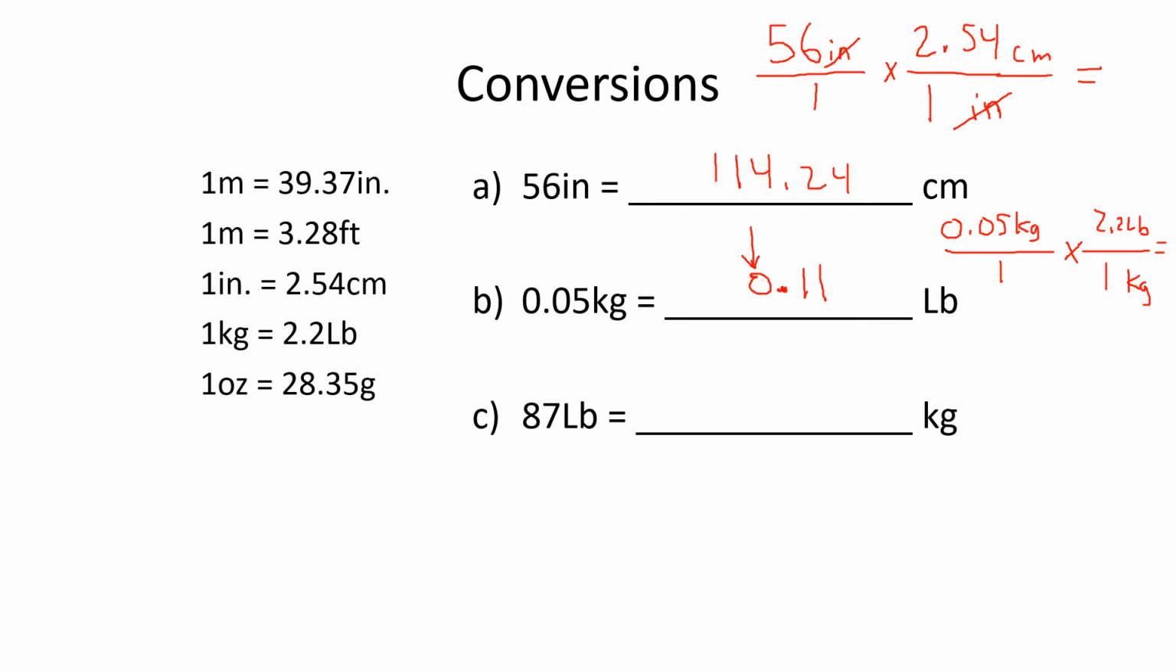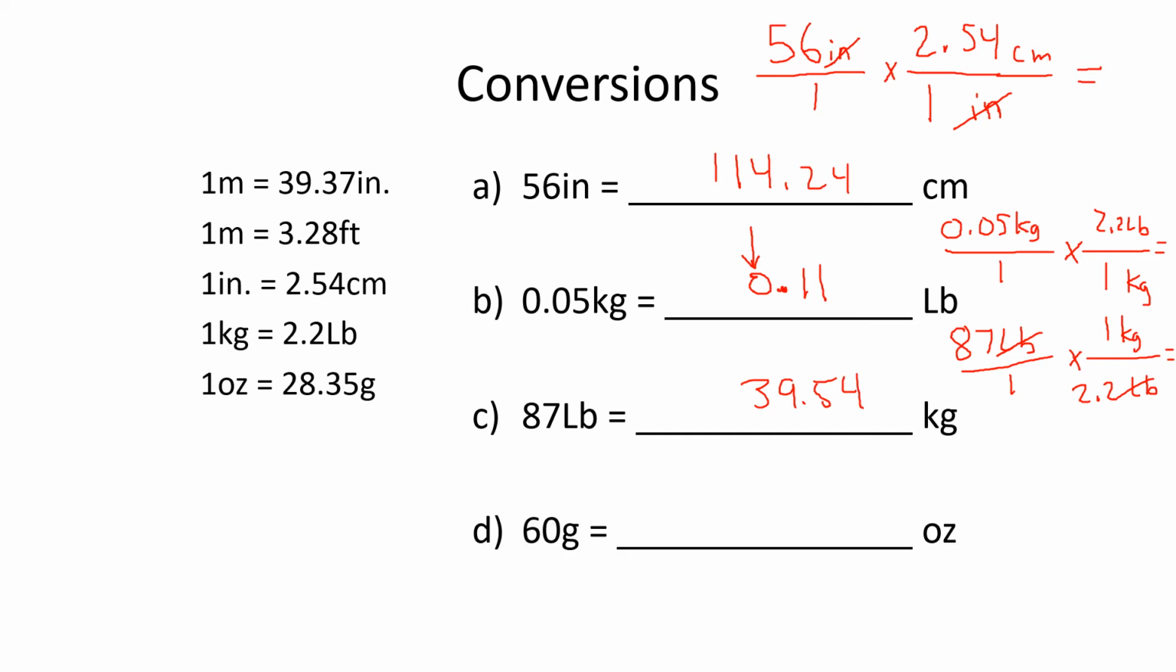Pounds to kilos. Multiply or divide? Yep, 87 lbs over 1. We want lbs down here. So that's 2.2 lbs for every kg. So for this guy, you divide by 2.2. 87? How many? 39.54. All right, 39.54 about.